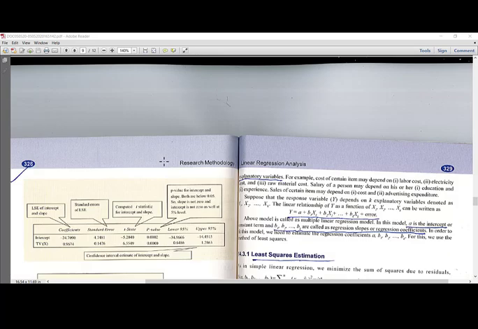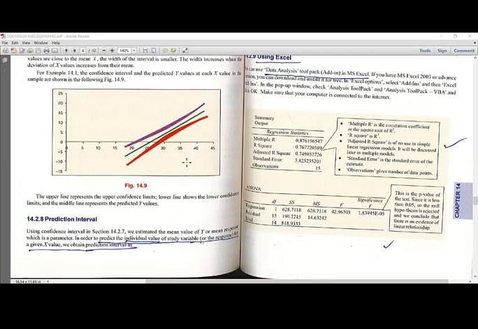And now the prediction interval. Using the confidence interval, we estimate the mean value of Y or mean response, which is a parameter. In order to predict the individual value of the study variable or the response for a given X value, we obtain the prediction interval. Please note that this prediction interval is for the individual value of the study variable.